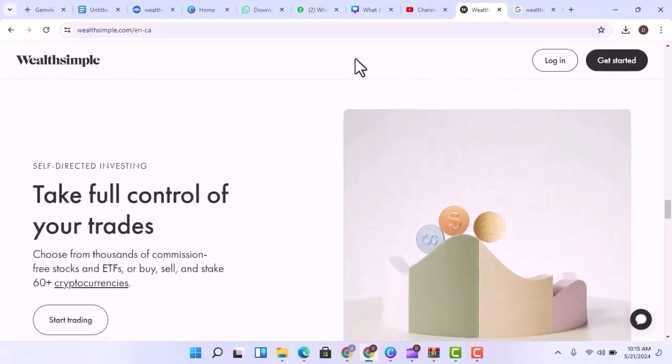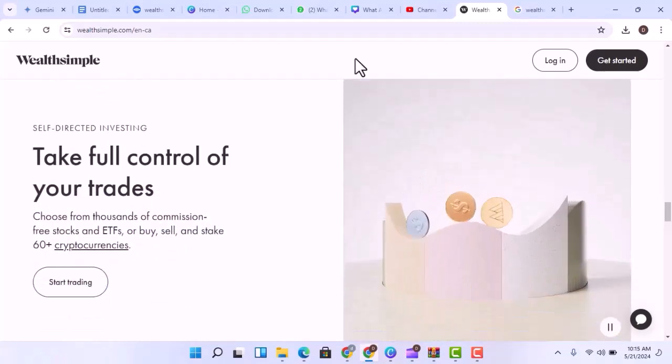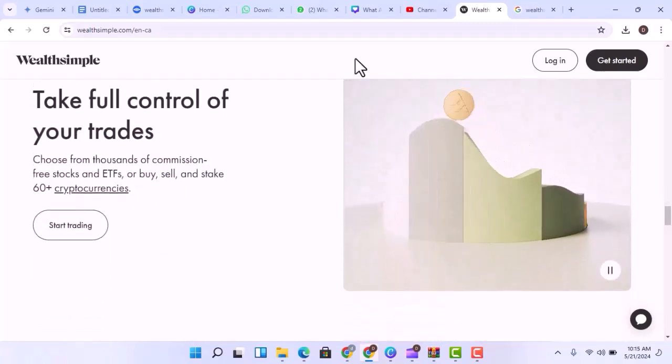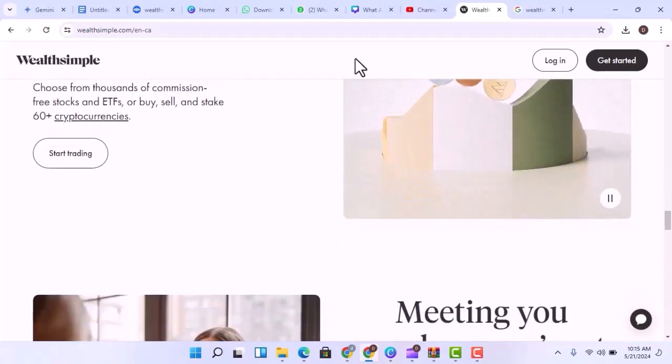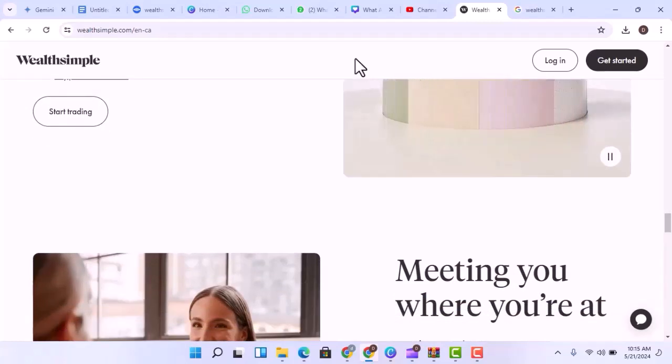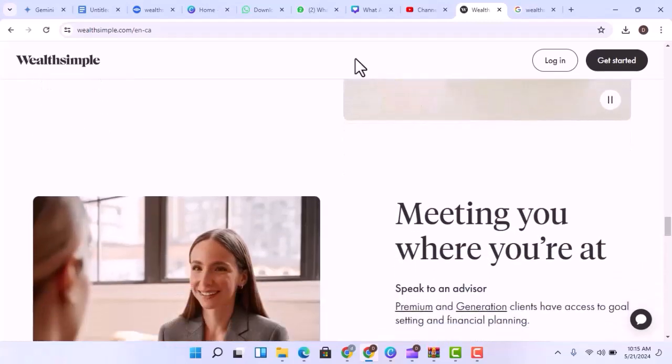Deposit USD directly. For Premium and Generation clients, the high rollers get another perk. They can deposit USD directly into their USD accounts from a USD bank account held at a Canadian financial institution.